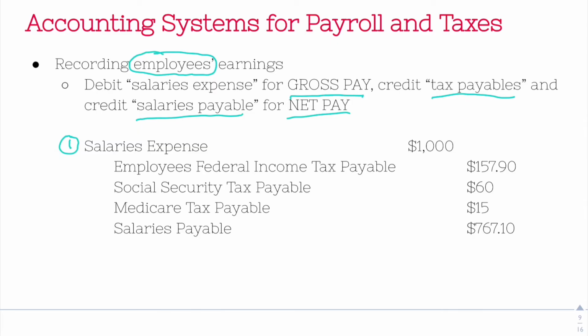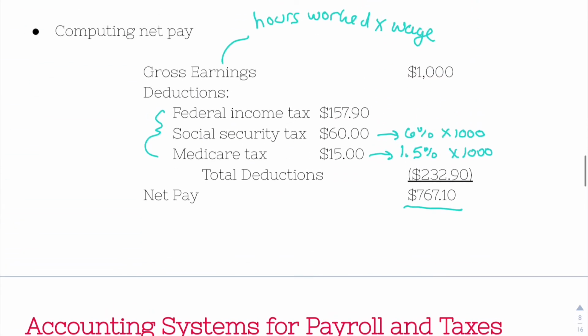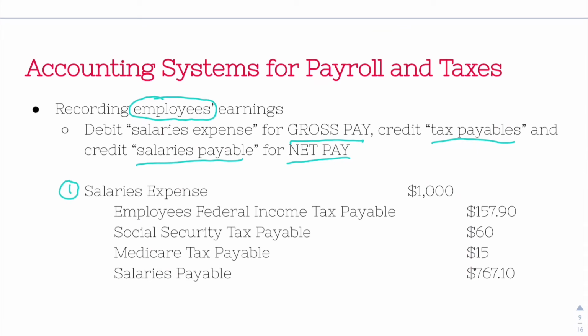Then we are going to credit all of our tax payables. So if we again look at the last slide, we have federal income tax, Social Security tax, and Medicare tax. So we credit employees federal income tax payable for $157.90. We credit Social Security tax payable for $60, and we credit Medicare tax payable for $15. So this is the second step.